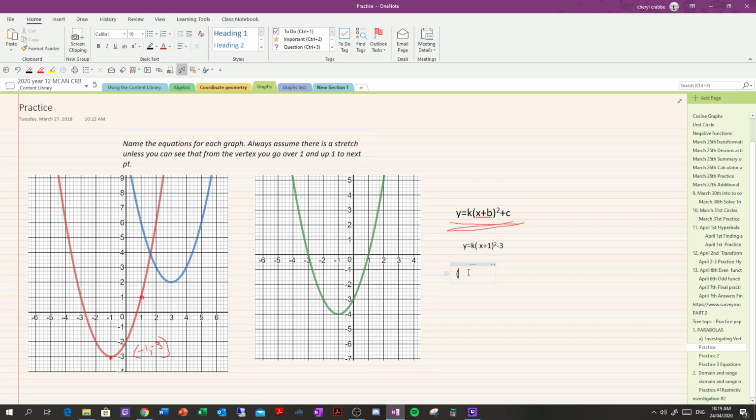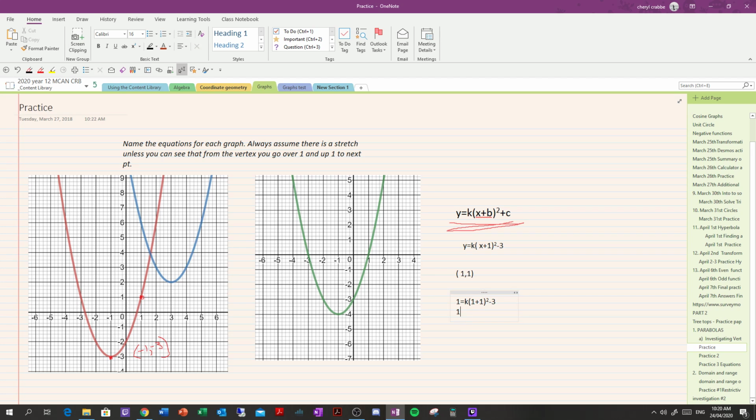And then you just stuff that in, right? So just substitute that in, 1 equal to k, x, which is 1, plus 1 squared, -3. What am I doing here? K, forgot my k. I don't know what that is.